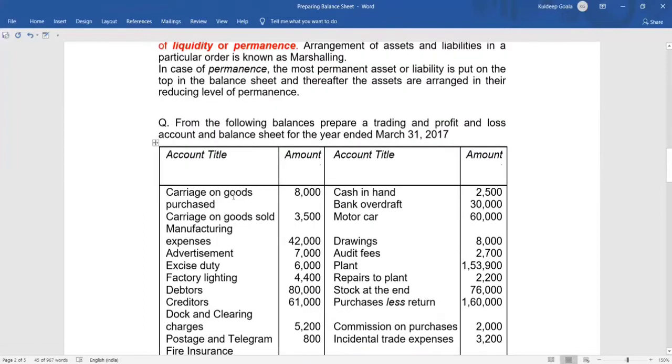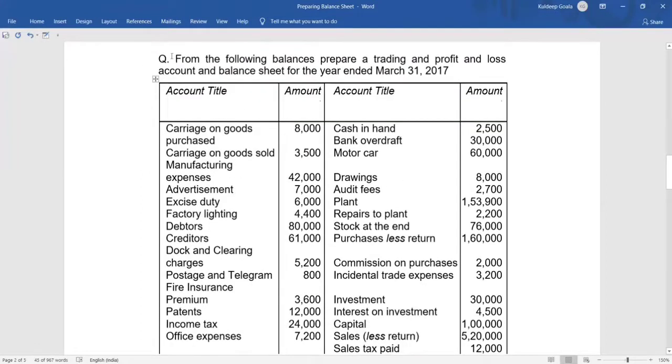Now let's take up a question and we will solve it. So what is given here? From the following balances, prepare a trading and profit and loss account and a balance sheet for the year ended 31st of March 2017. Here the information is given, so from here we have to prepare the trading and profit and loss account as well as the balance sheet.